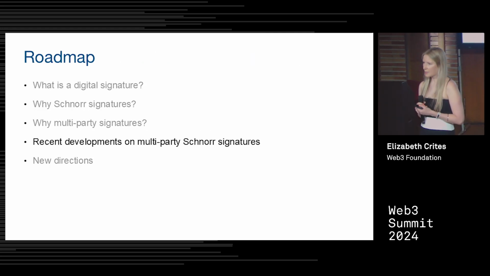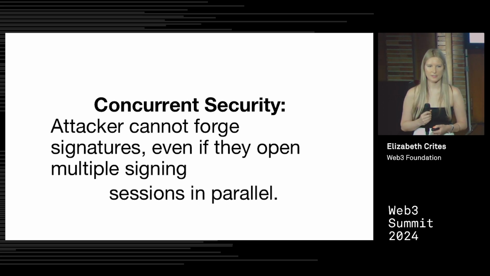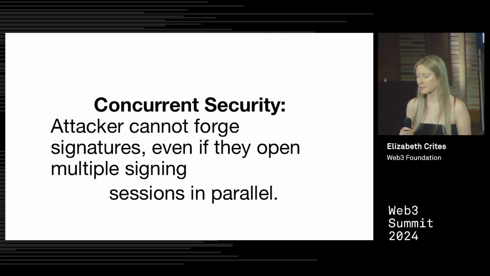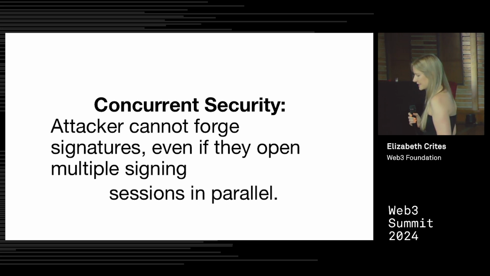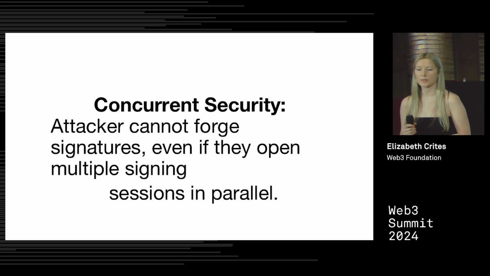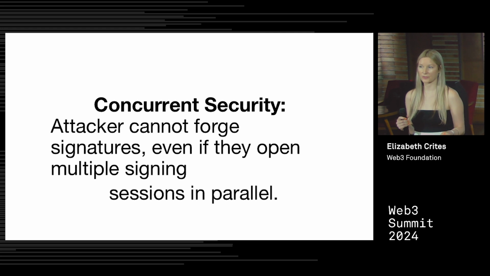So now I will talk about some of the recent developments in the space of multi-party Schnorr signatures. When we talk about recent developments, really what I'm talking about is the research that's been done from 2018 onwards. And this research has really centered around this issue of concurrent security. So I mentioned at the beginning, for a regular standard signature scheme, we're interested in having the scheme be provably unforgeable. Well, what does it mean for a scheme to be unforgeable in the threshold setting? We're going to explore different notions of security.